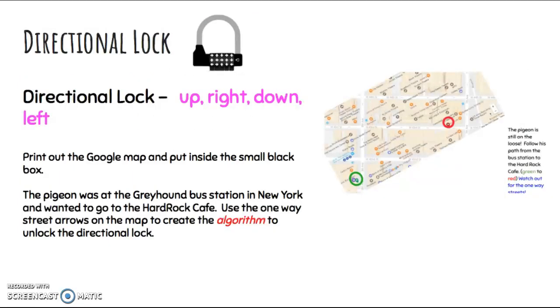For the directional lock, you'll need to have this printout of the map that is in the small box, and they have to get from green to red. Follow the directions up, right, down, left. Because of the one-way streets, that is the only way to get there.